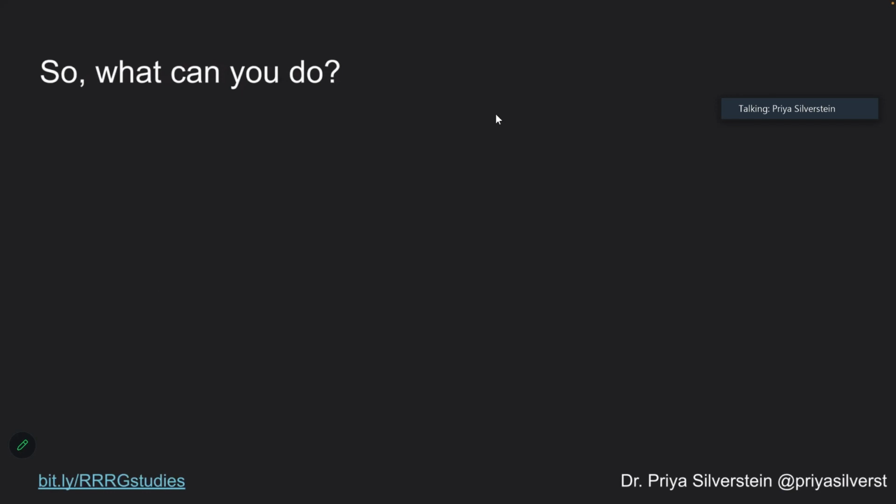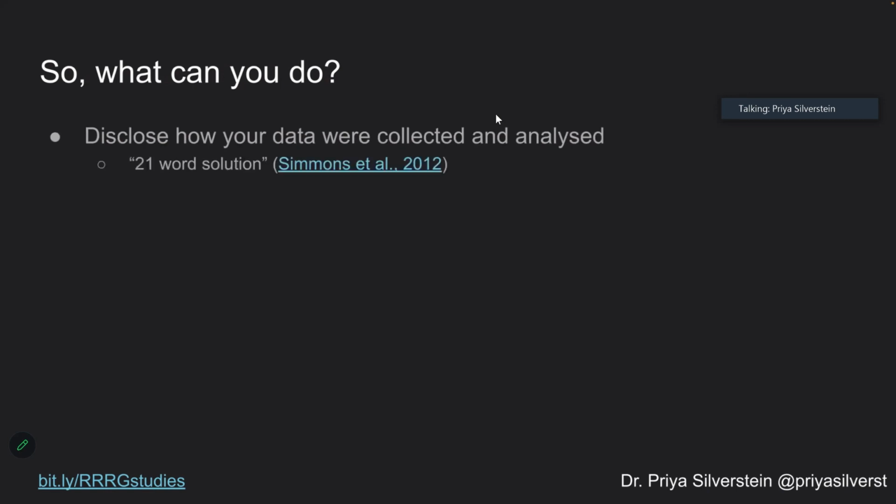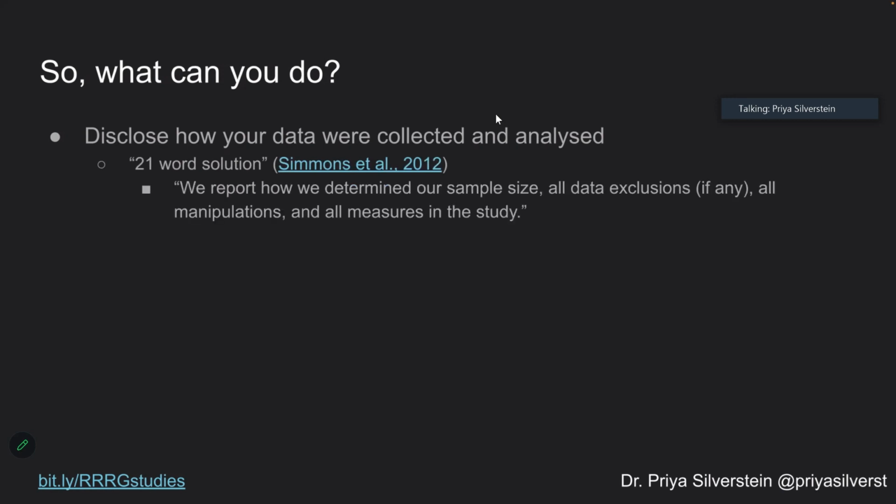So what can you do to give yourself the best chance of having replicable results in your own research? It's really important to disclose how your data were collected and analyzed. So one way of doing this is the 21-word solution proposed by Simmons et al. This is where you just include in your papers, we report how we determined our sample size, all data exclusions, if any, all manipulations and all measures in the study. We would hope that you would always do all these things anyway, but it's a reminder to do these things and also to make it explicit that you have done these things so that people aren't left guessing.